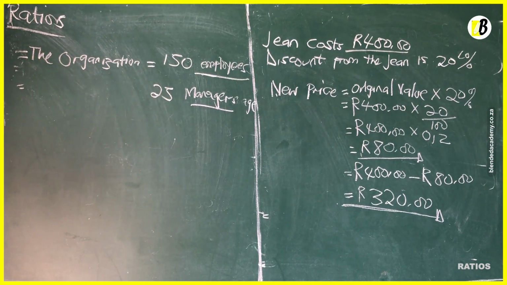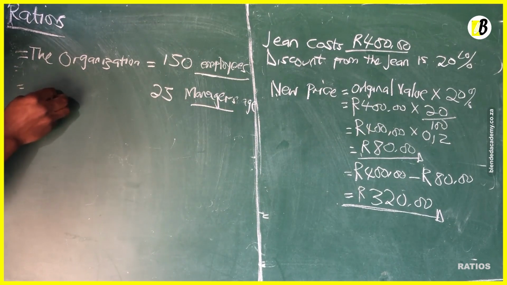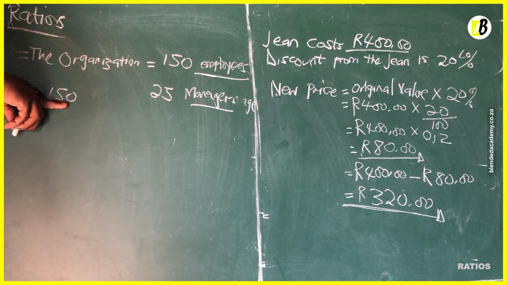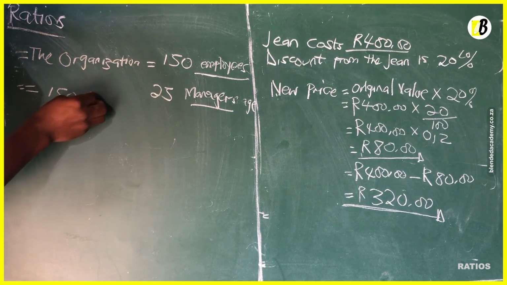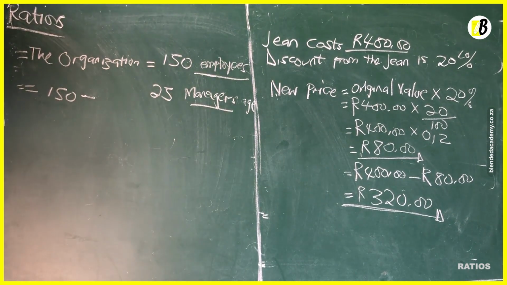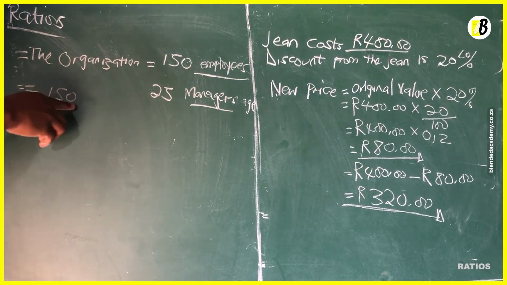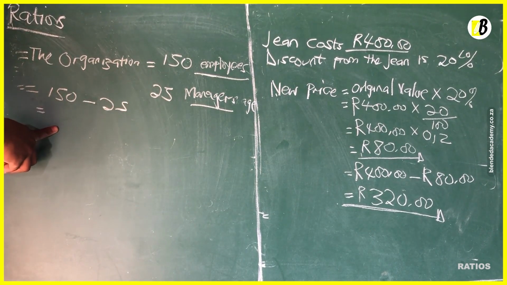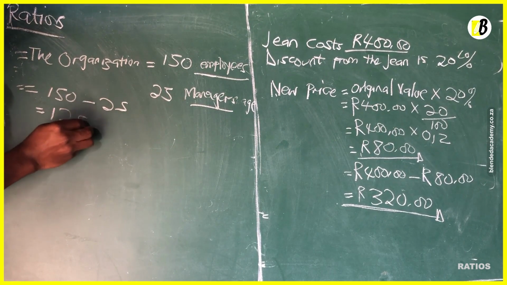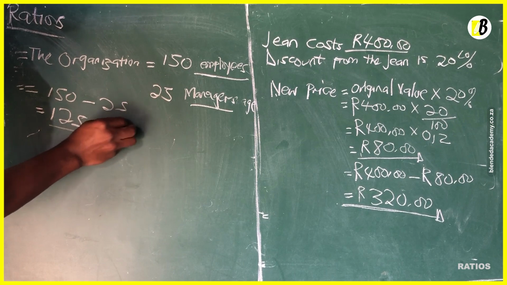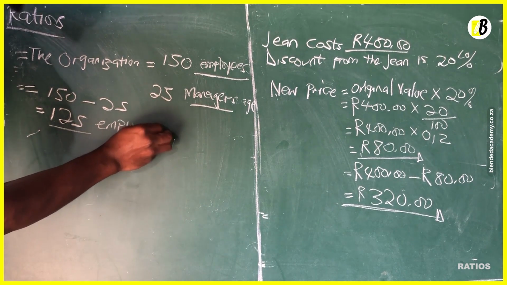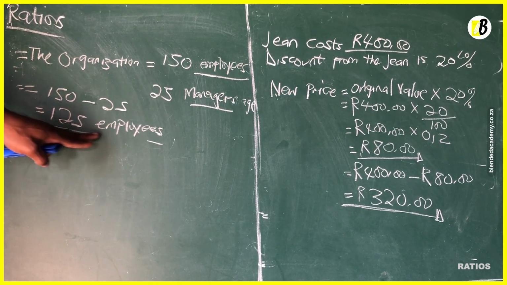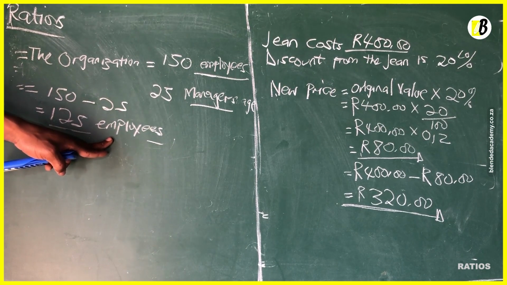Let's see if we can simplify that. So basically, you're going to write 150, these are employees, right? Minus 25. So that one is going to give us what? It's going to give us 125 employees. So basically what we've done here, we have removed managers from employees, right? So now we have 125 employees because 25 of those are managers.